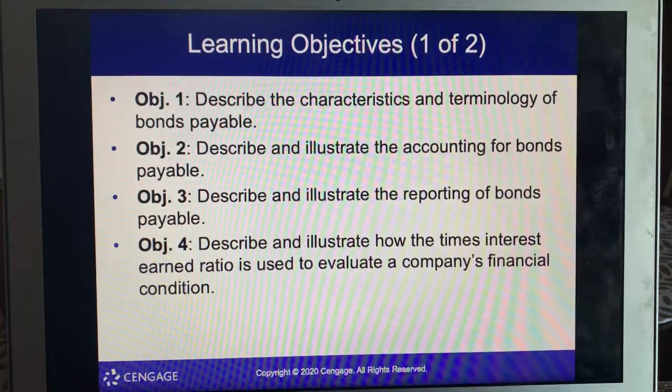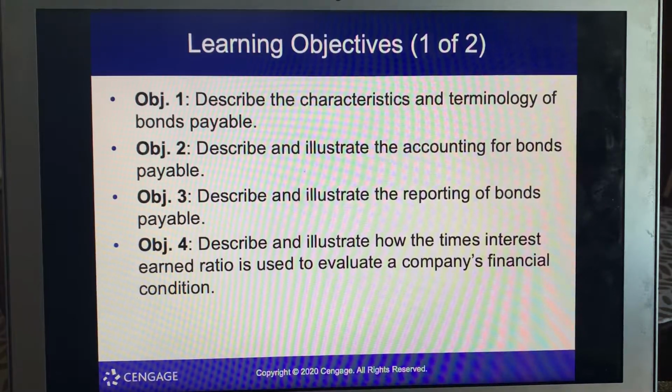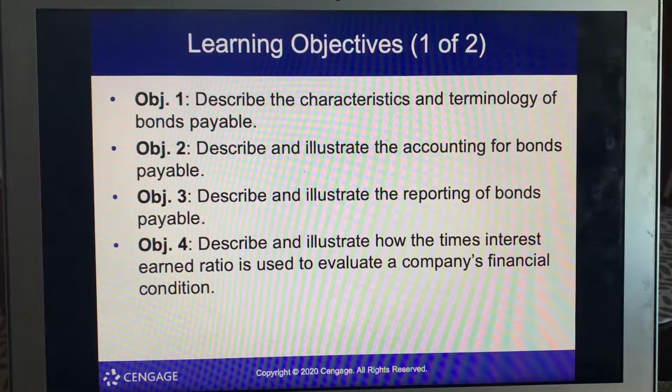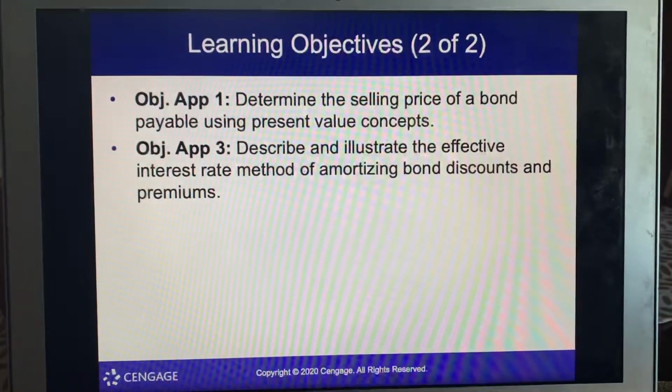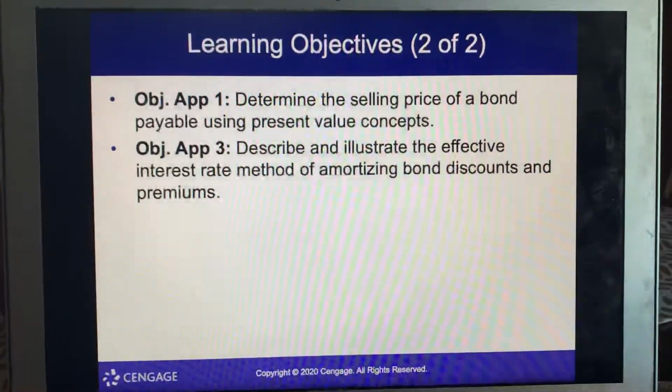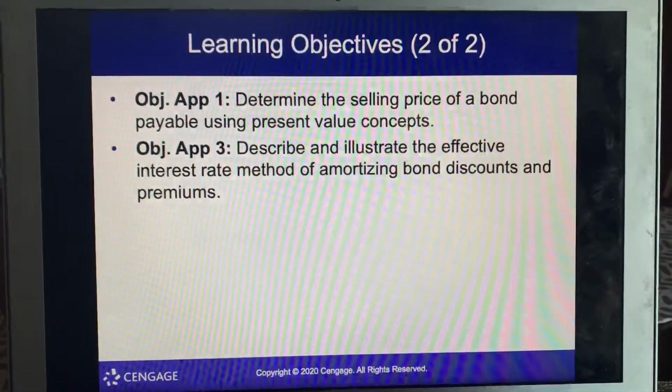Describe the characteristics and terminology of bonds payable. Describe and illustrate the accounting for bonds payable. Describe and illustrate the reporting of bonds payable. Describe and illustrate how the times interest earned ratio is used to evaluate a company's financial condition. And here are two other objectives, application 1 and 3.